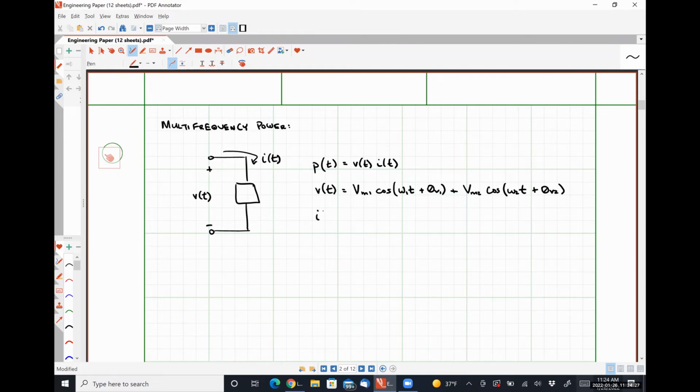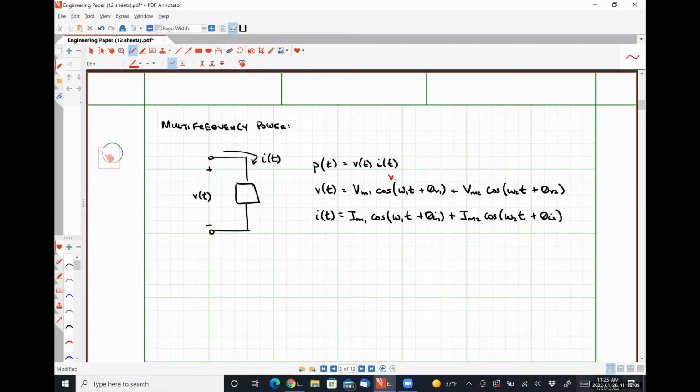And I of t would then be of the form Im1 cosine omega 1t plus theta I1 plus Im2 cosine omega 2t plus theta I2. When we multiply these guys together, we're going to get something pretty ugly pretty quick. It will reduce down by a bit, but I'm going to label these guys.